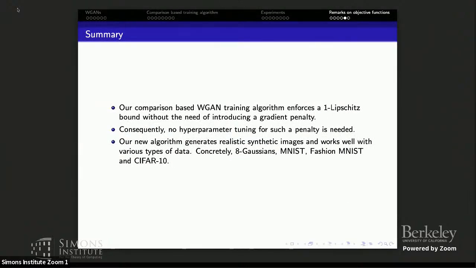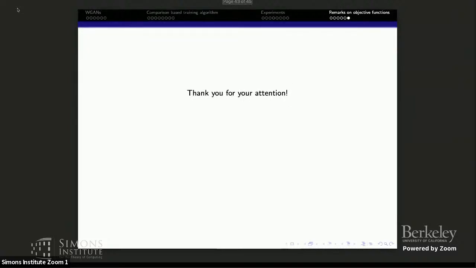In summary, our algorithm infers one-Wasserstein bound without the need for introducing the gradient penalty. That's our main goal today. Consequently, we don't need to worry about the parameter in front of the penalty term. We still need to worry about the structure of neural networks. Also, this algorithm generates realistic images in many of these types of data. Thank you for your attention.